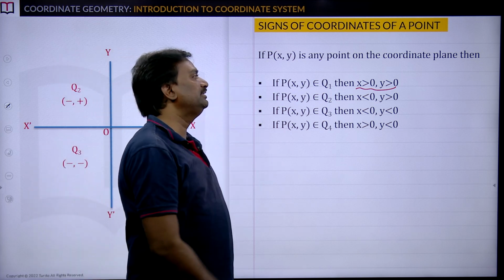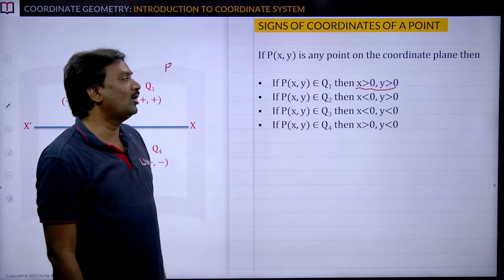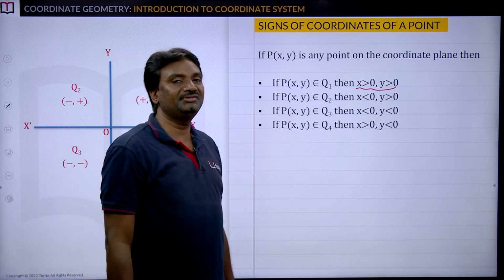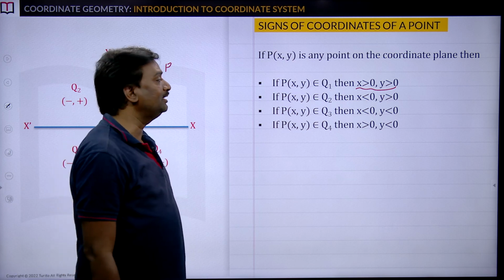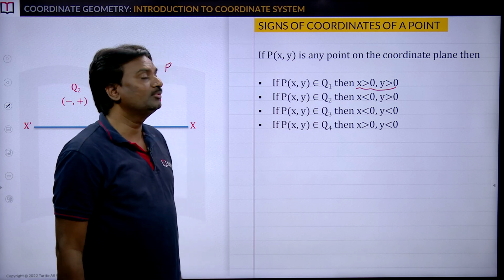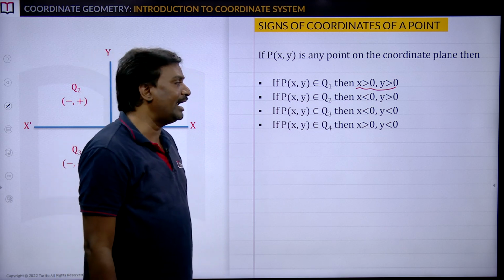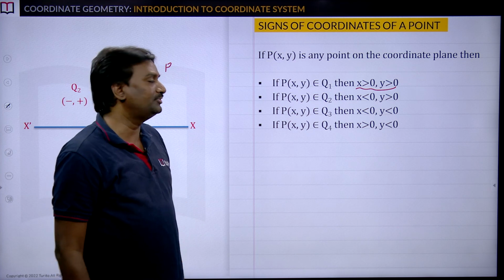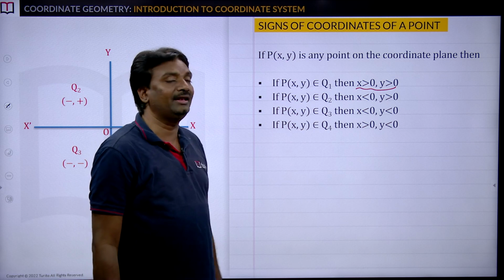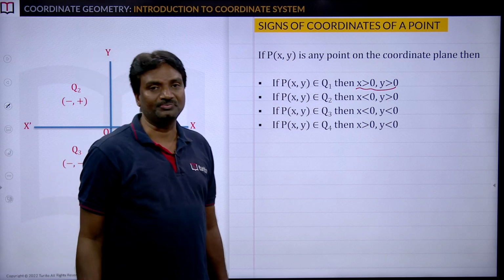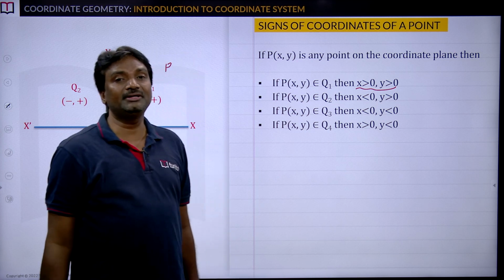If P(x, y) is any point on the coordinate plane, then if P(x, y) belongs to Q1, then x greater than 0, y greater than 0. If P(x, y) belongs to Q2, means second quadrant, then x less than 0, y greater than 0. If P(x, y) belongs to Q3, means third quadrant, then x less than 0, y less than 0. If P(x, y) belongs to Q4, means fourth quadrant, then x greater than 0, y less than 0. Greater than 0 means positive real numbers, less than 0 means negative real numbers.